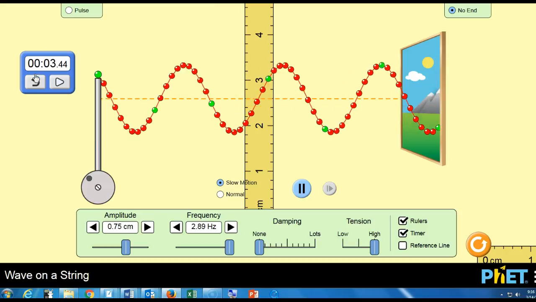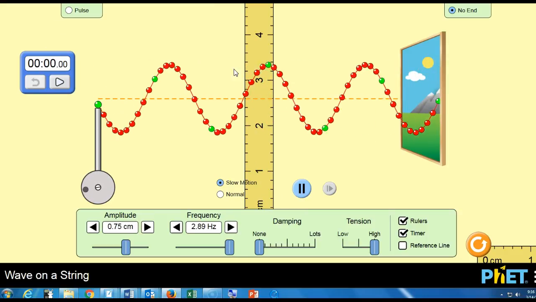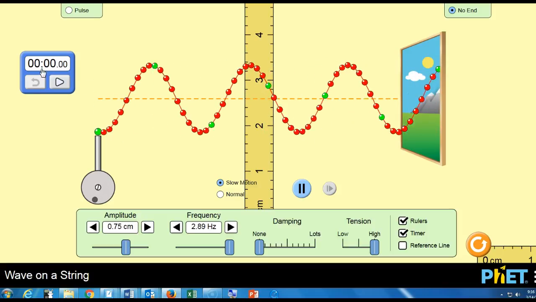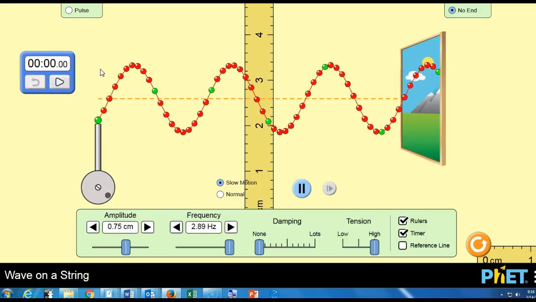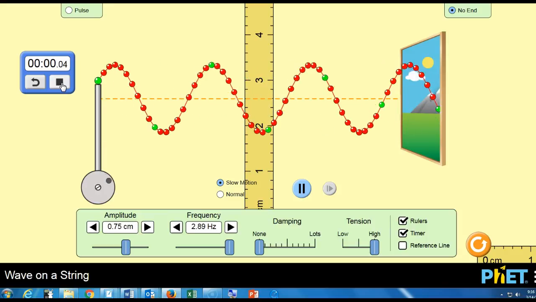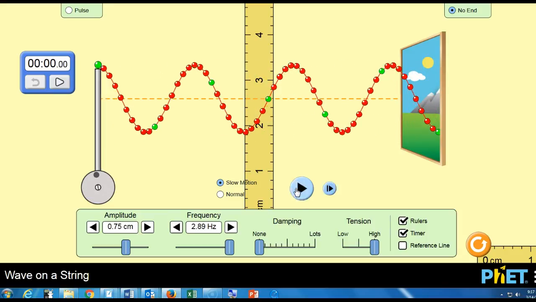Alright, so I've got my wave traveling through. It's already on slow-mo. Wow, this is a fast wave. I'm going to watch how many cycles are produced in exactly 1 second. So I need to start when it gets to the top, and then I'll count the number of cycles that we make. Go. Oh, I was late. Hang on, let me try that again.